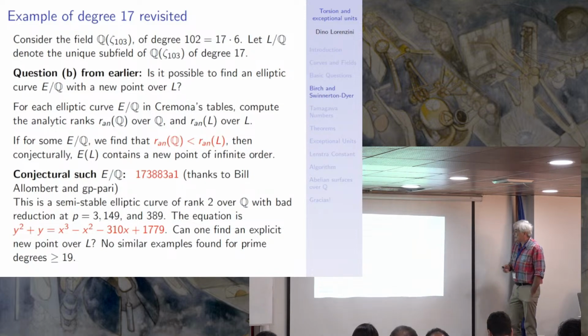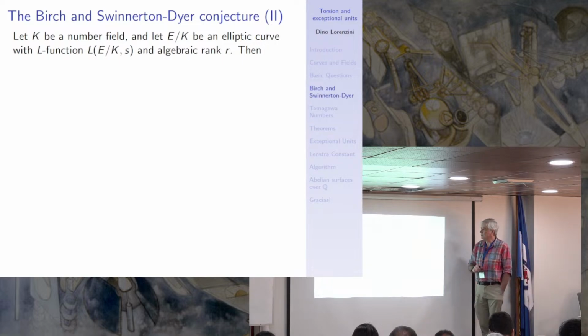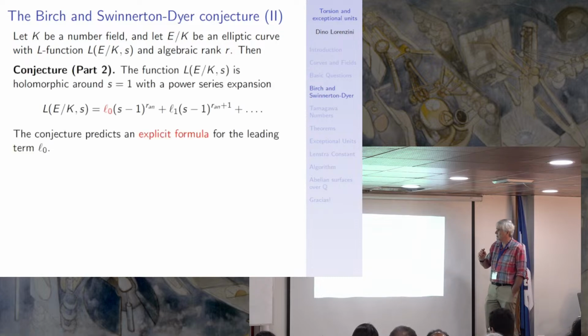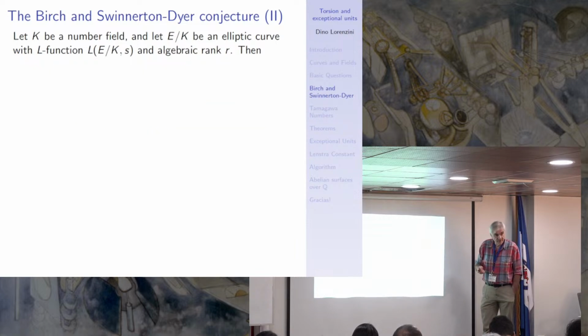All right. So now I'm going to switch to the part of the Birch-Swinnerton-Dyer conjecture that I want to use in the rest of the talk. So that's the second part. So the second part says... In the previous example, you find a new point on the curve?